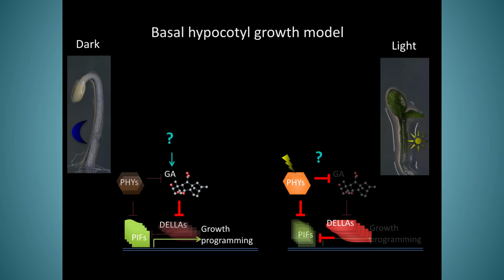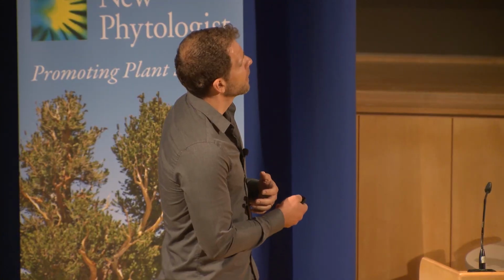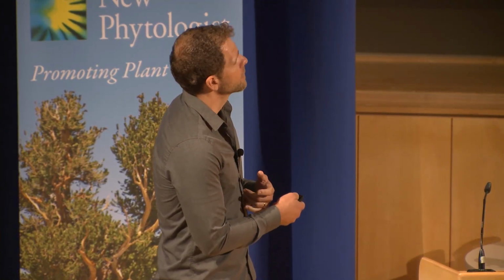But we can see here that there are still a couple of open questions. What is generating the high GA levels in the dark is still sort of unknown. And how phytochromes repress GA levels in the light is also unknown. So we hypothesized that if PIF proteins are promoting GA levels, this would potentially answer both questions. Accumulation of high PIF levels in the dark would promote GA, and then phytochrome repression of PIFs could lower GAs in the light.